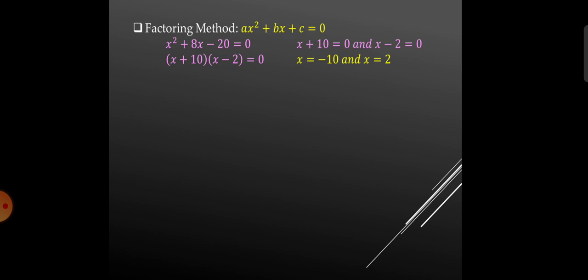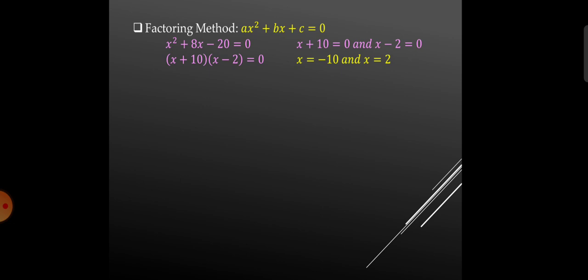This one, factoring method. Factoring method can only be used for trinomials in the form of ax squared plus bx plus c equal to 0. So example equation is x squared plus 8x minus 20 equal to 0. So factoring method, mubalik ta sa concept on sum and product, wherein 8x or 8 mismo is ang sum, while negative 20 is the product.